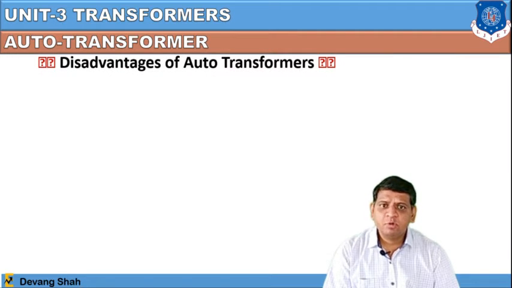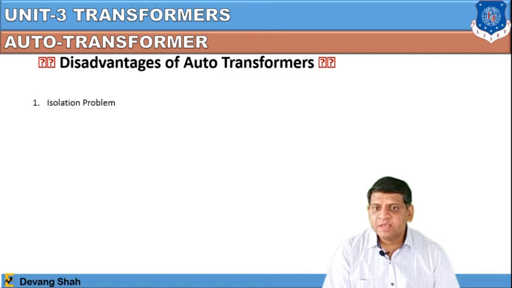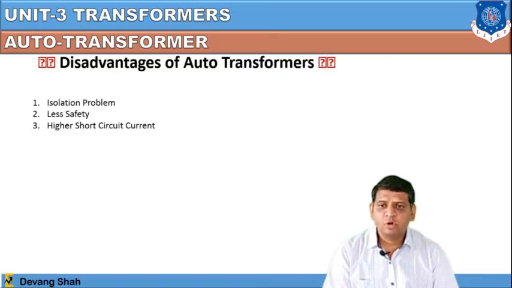Now let us discuss the disadvantages of an auto transformer, where it has an isolation problem, because within one wire you are using it as a primary winding as well as a secondary winding, right. In the same way, it has less safety and higher short circuit current, right. So these are the disadvantages of an auto transformer.